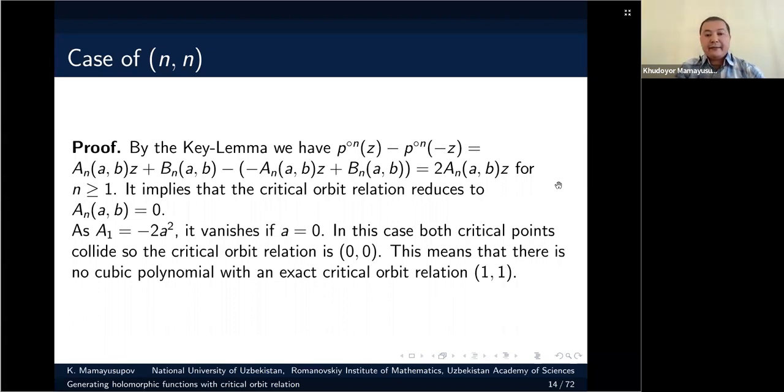For the case of n, by our key lemma, we can easily get the critical orbit equation. We don't consider (0, 0); for the other cases, a_n should be 0. If you have the same level n for the critical relation, then it's just a_n equals 0. So let's try to compute the first one, a_1. Well, a_1 you can easily compute: minus 2a squared, so it vanishes with a_0. But a_0 means minus a is also 0, so our critical orbit relation is actually (0, 0). So we don't have (1, 1).